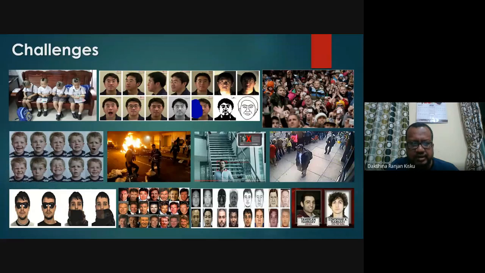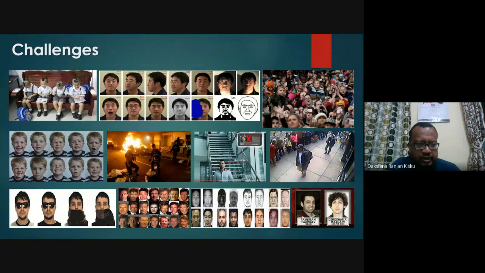For other challenges, if you see the last image on the first row, there is a crowd. Now, to recognize a person or subject in the crowd is very difficult. In the crowd, a face image cannot be seen fully. A partial part of the face image may be seen, or the face image will be covered by some other faces. These challenges are very common in unconstrained face recognition systems. We can have other challenges like, if you see the first image on the second row, here we have different facial expressions.